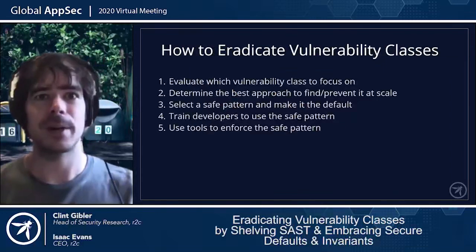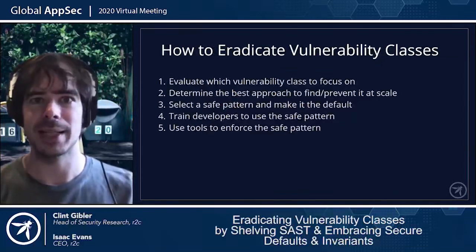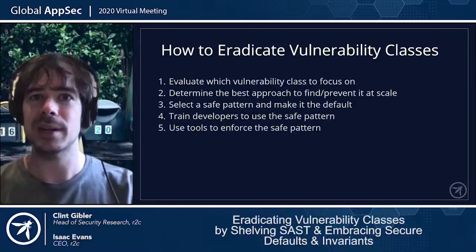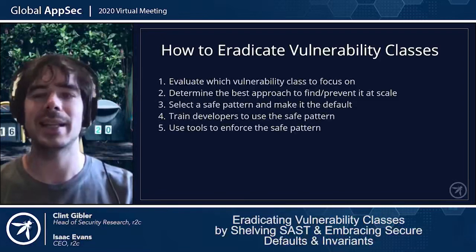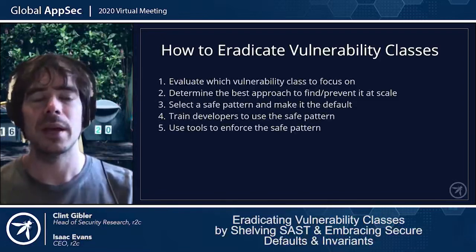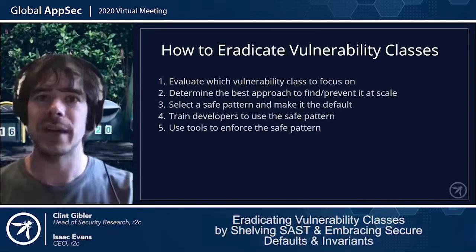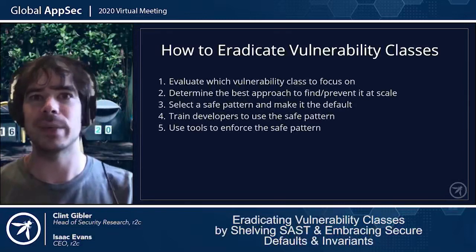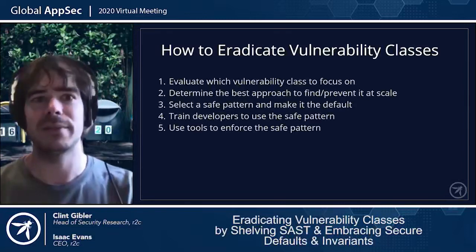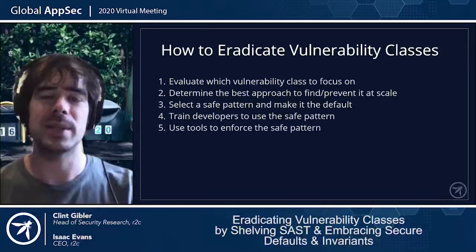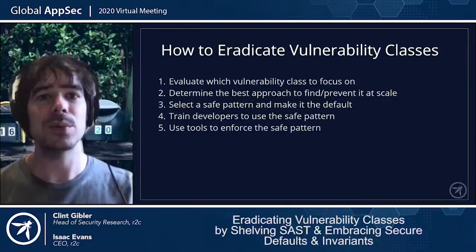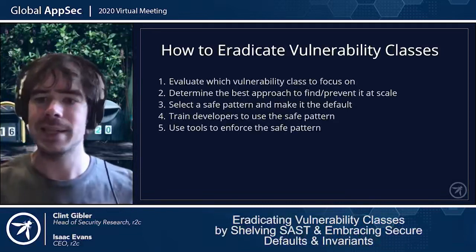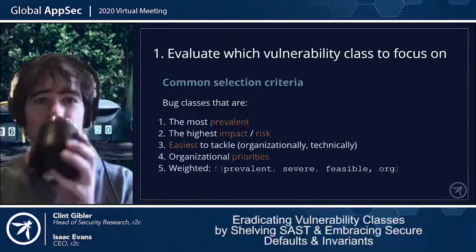Okay, so let's talk about the process itself of how to eradicate vulnerability classes. First, we're going to evaluate which vulnerability class to focus on. There are many things you could do, so which is best to focus on first? Then we'll talk about determining the best approach to find or prevent a given bug class at scale. We'll then discuss how you select what the safe version should look like and how you can make it the default. How can you train developers to use this safe pattern? And then finally, how can we use tools to enforce the safe pattern so that we have strong invariant guarantees across many repos.